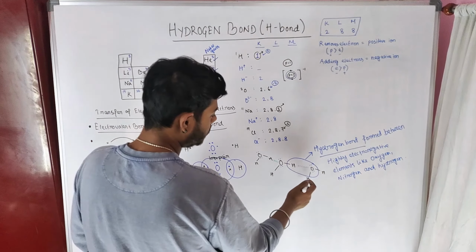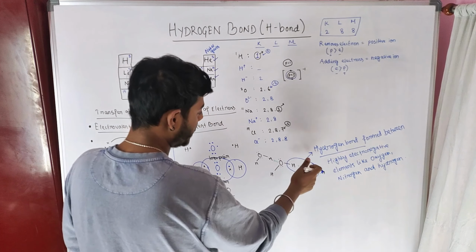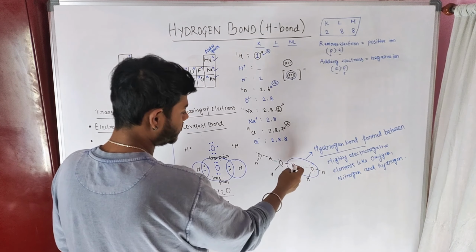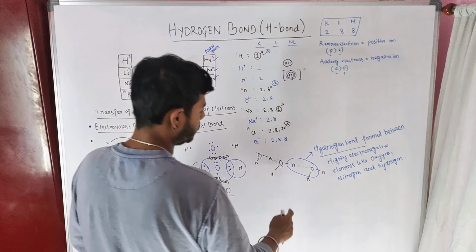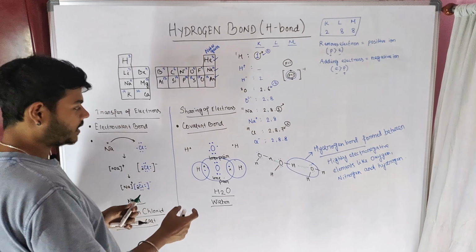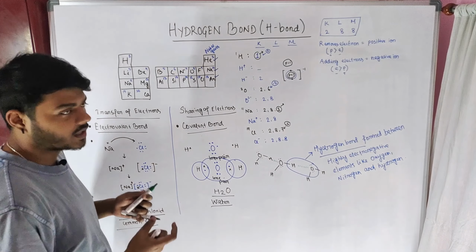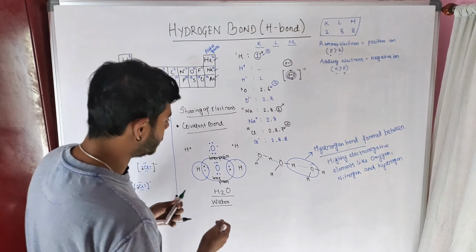So this secondary bond, which is forming between two adjacent molecules, because of the highly electronegative nature of oxygen, it will attract the hydrogen of the adjacent molecule, and such type of bonding is called hydrogen bond. So it is not actually a strong bond like covalent bond or electrovalent bond where the elements are actually bonded. It is a secondary form of bond.